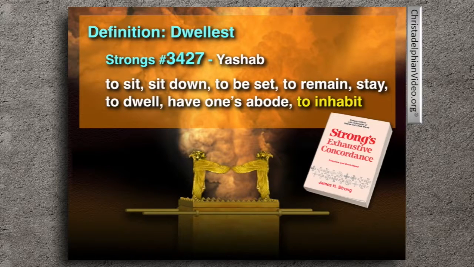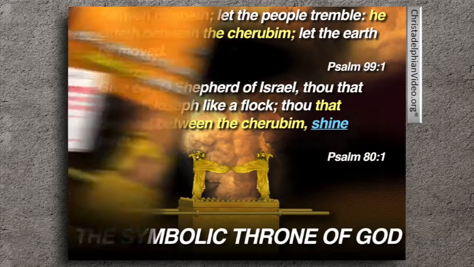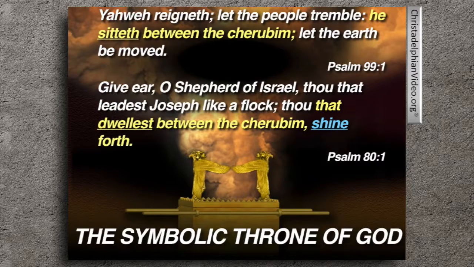And in fact, the Psalms put it quite clearly when we read there in Psalm 99 and verse 1, "Yahweh reigneth, let the people tremble. He sitteth between the cherubim. Let the earth be moved." Psalm 80, verse 1, "Give ear, O shepherd of Israel, thou that leddest Joseph like a flock, thou that dwellest between the cherubim, shine forth."